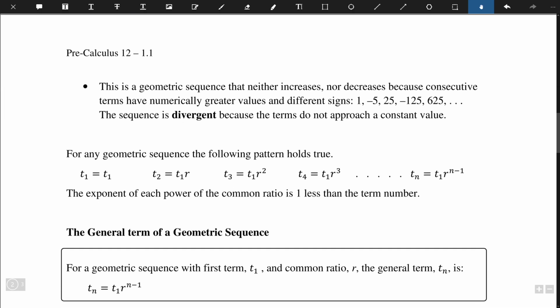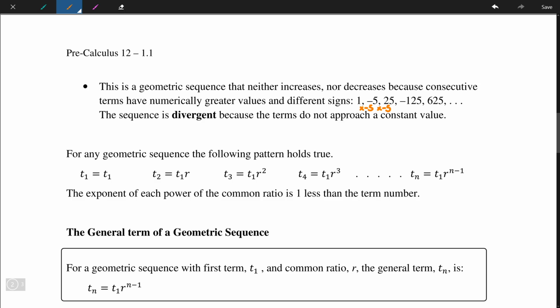And finally, we can have geometric sequences that are neither increasing nor decreasing. In this case, the sequence over here, if we multiply the first term by -5, so 1 times -5 gives us -5, and then multiply by -5 again gives us +25. So you can see that the numbers have greater values, but then a different sign. So it's neither increasing nor decreasing because it's changing signs, but it is divergent because the absolute values are getting larger and it doesn't approach a constant value.